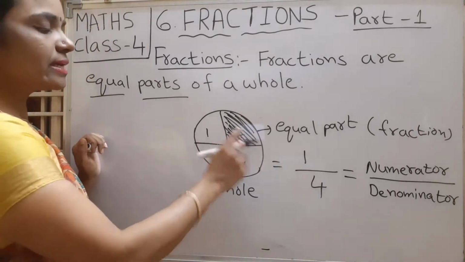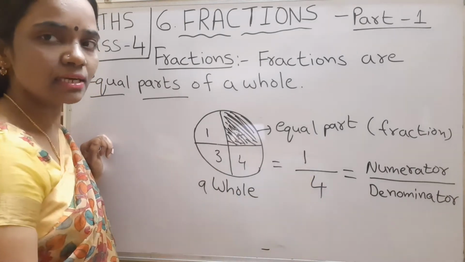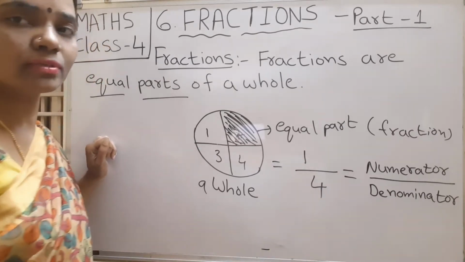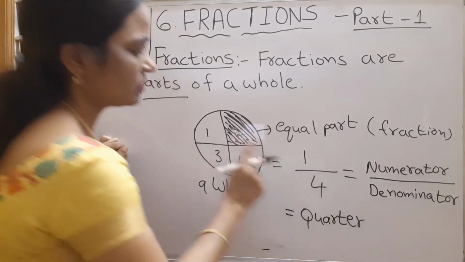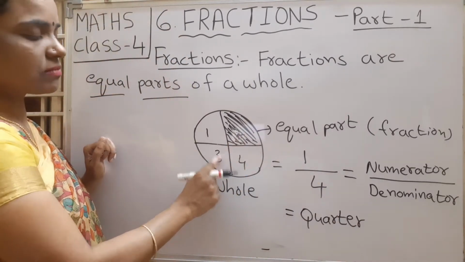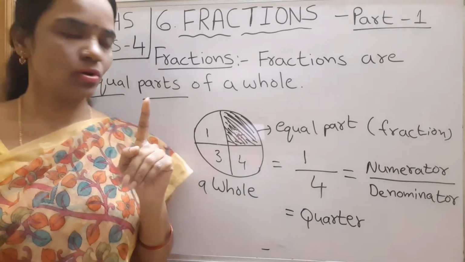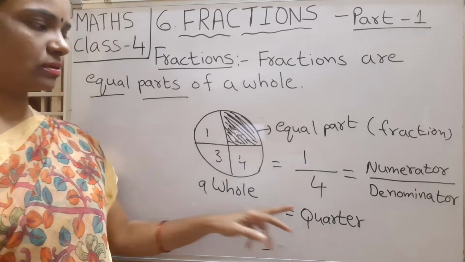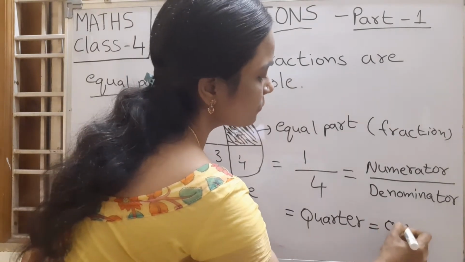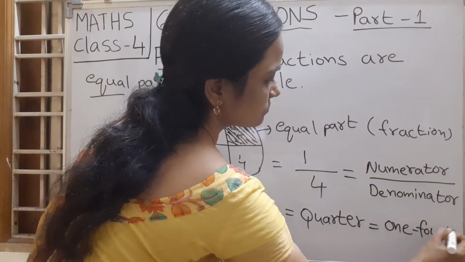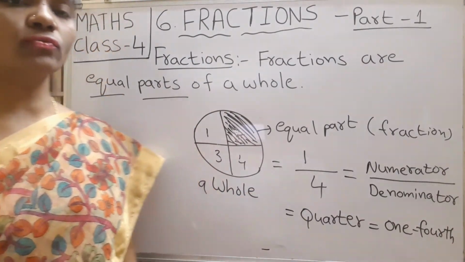So here we have 4 equal parts. Out of 4, only one is colored. 1 by 4 means out of 4, only one part is colored. What is another name for 1 by 4? Quarter. 4 quarters together make one whole. So 1 by 4 means quarter, and it is also written as 1/4.